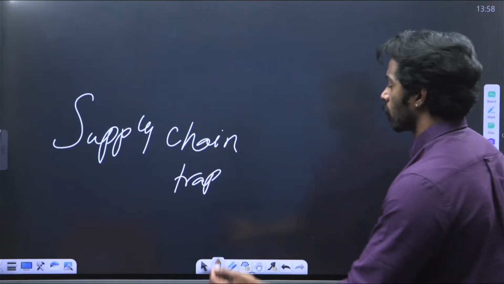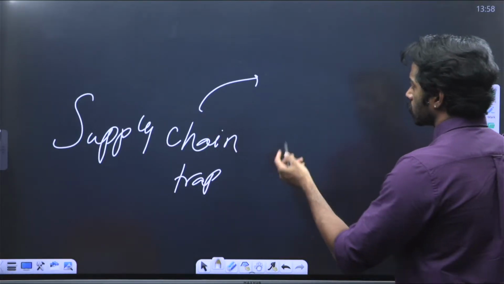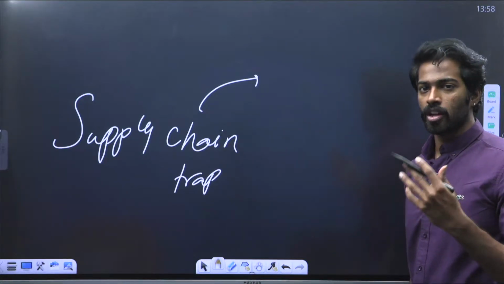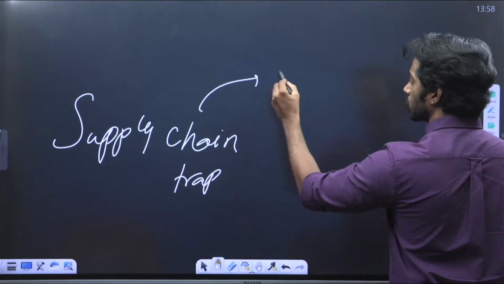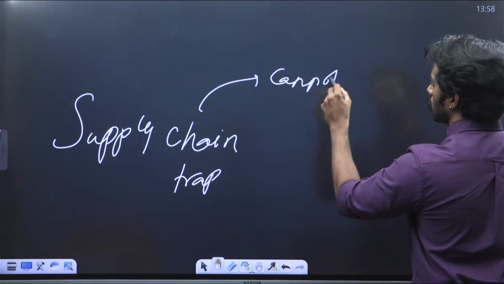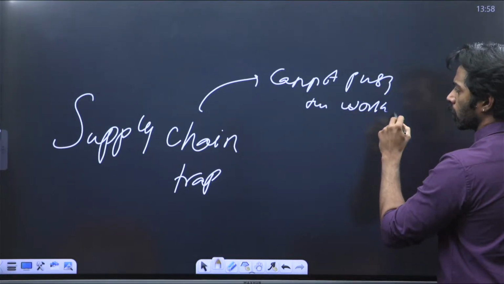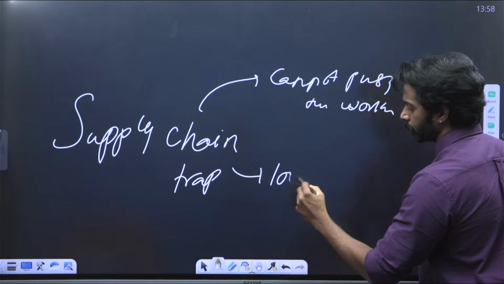Supply chain trap. What is a supply chain trap? Supply chain trap is where you cannot push the workers, because a high amount of heat means the workers would not be able to work at their potential capacity. So you cannot push the workers. Whenever you cannot push the workers, what happens? There is low productivity.